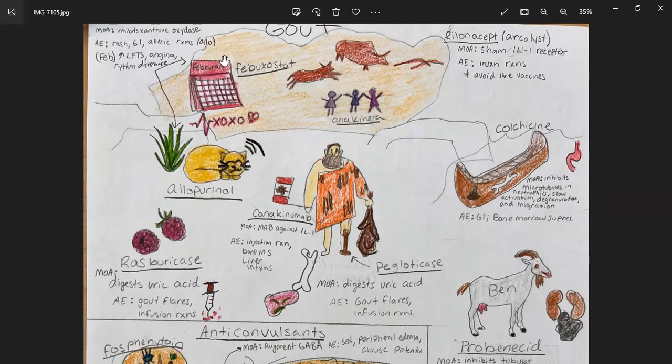So like I said, this is a cave scene from like the archaic times. So archaic for arcalyst, also known as rilonacept. This is a sham IL-1 receptor. Adverse effects are injection reactions, and you want to avoid live vaccines. That's the pro tip.